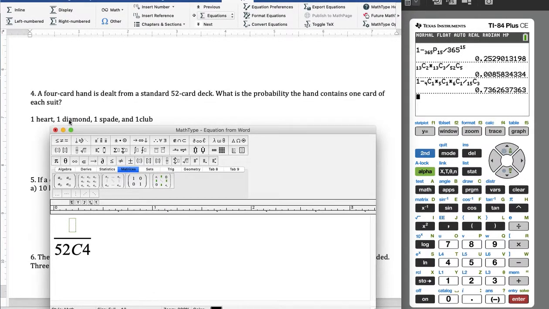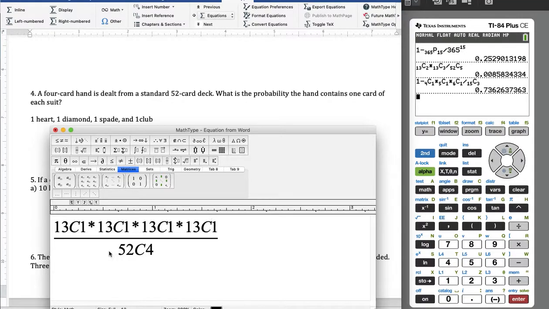What do we want? We want one heart and one diamond and one spade and one club. That "and" tells us to multiply. Now in our deck, there are 13 hearts. We're getting any one of them. And there are 13 diamonds. We're getting any one of them. And there are 13 spades. We're getting any one of them. And there are 13 clubs. We're getting any one of them.